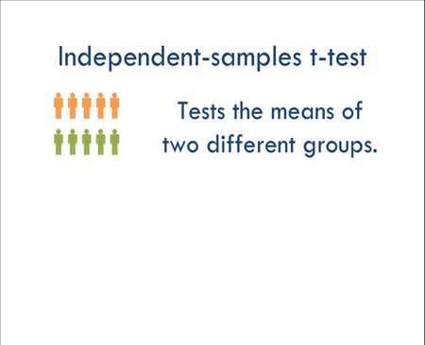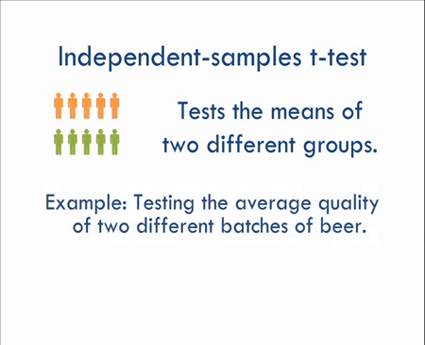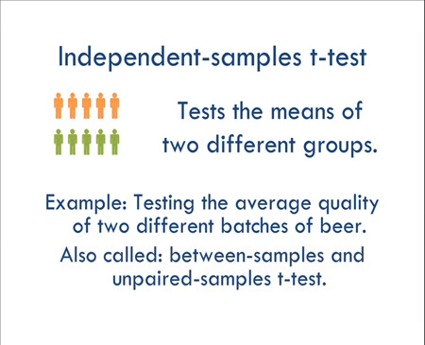Let's take another example. T-tests were first developed in the early 1900s to check for differences in quality in batches of Guinness beer. That's another example of an independent samples t-test. If you need to test two different groups, this is the test you need. Just to make things confusing, there are a few different names. Other than independent samples t-test, they're also called between samples or unpaired samples t-tests. However, they all mean the same thing.